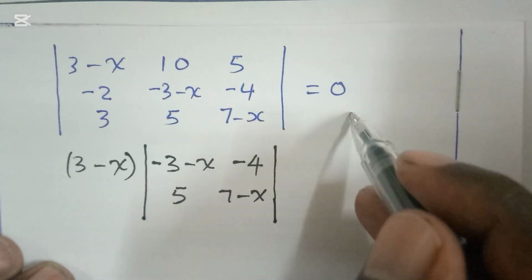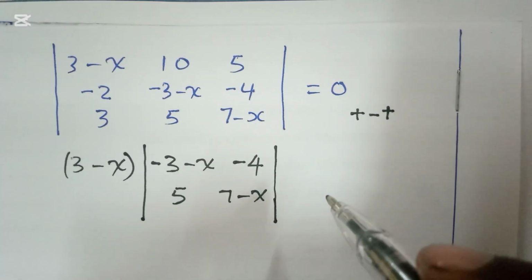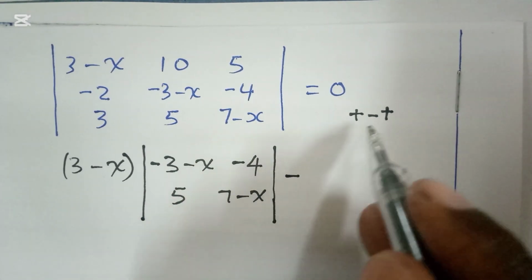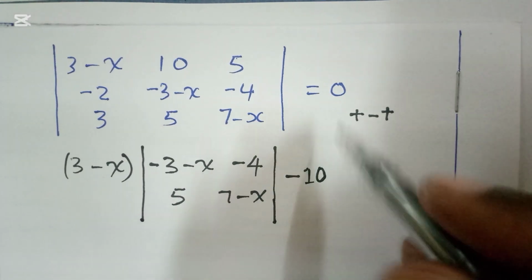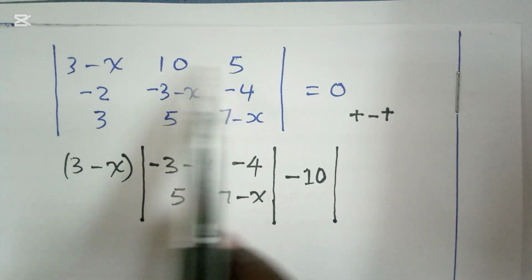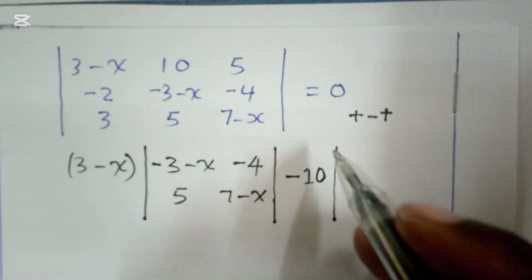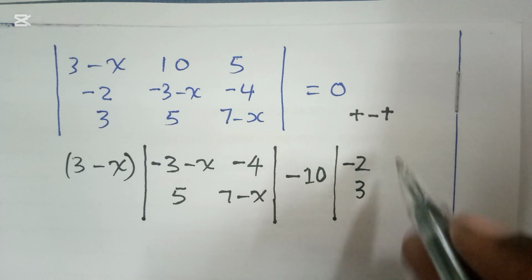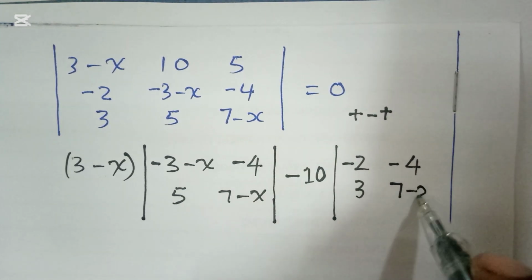Guys, we also remember this pattern of plus minus plus because we are going to use it. Especially now guys, we are going to use it when we write now 10 minus. This is because of that. That is minus 10. And then guys, we come again here and now cover the row of 10 and the column. Whatever remains we write: negative 2, we have 3 there, we have negative 4, we have 7 minus x, like that.